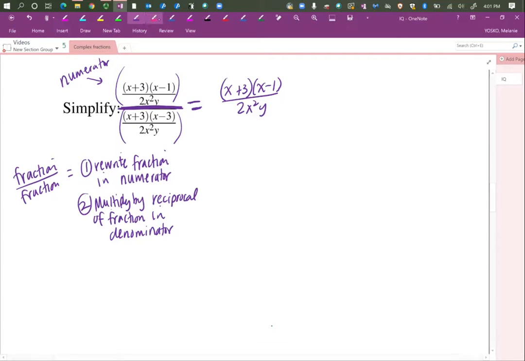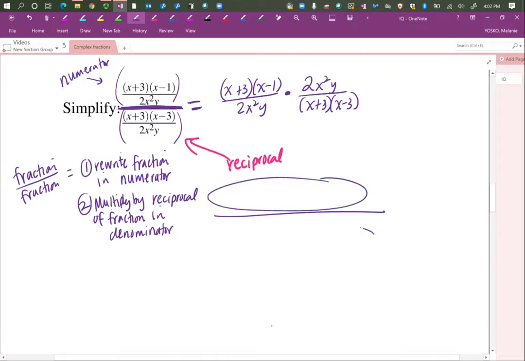And then we're going to multiply by this guy's reciprocal. So I'm just going to flip the numerator and flip the denominator. So I'm multiplying by 2x squared y over x plus 3 times x minus 3. If you want to, instead of writing this multiplication dot, you can rewrite this as one big fraction and put everything in the numerator and everything in the denominator. That's certainly fine. But let's go ahead and just leave it like it is.